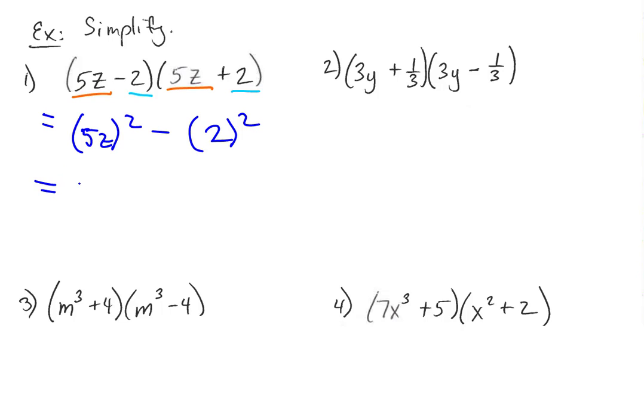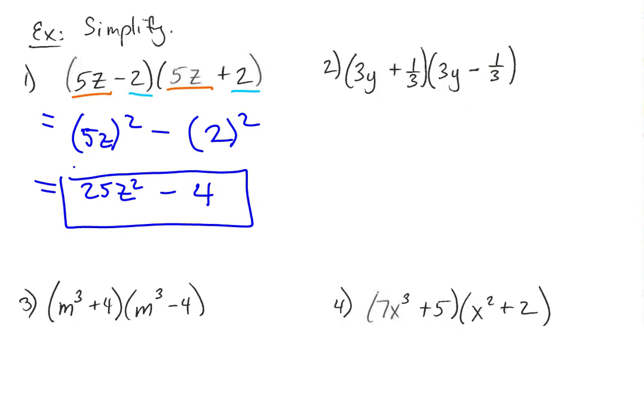So if we simplify algebraically, (5z) squared is really 25z squared minus, and then 2 squared is 4. So 25z squared minus 4 would be the result. Again, you could get this exact same result if you had simply FOILed these together and then combined like terms, but this is using the shortcut formula to do it.